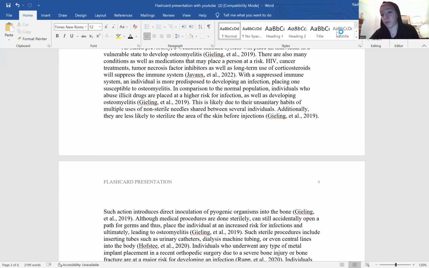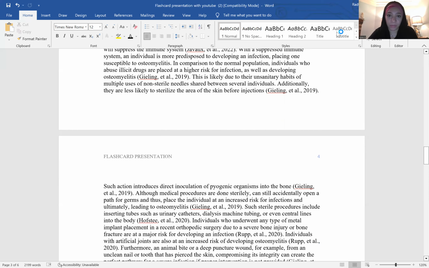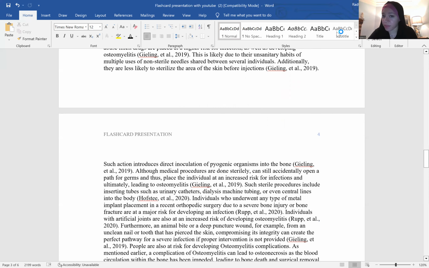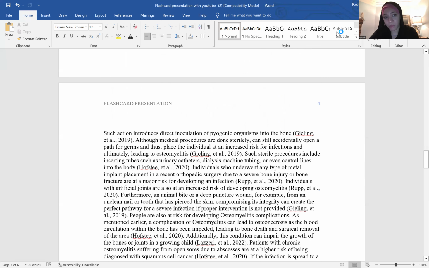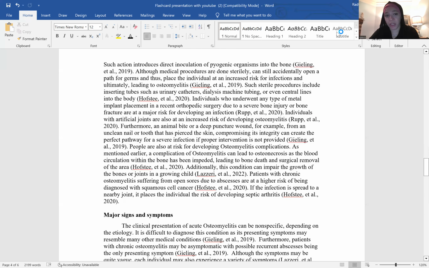In comparison to the normal population, individuals who abuse illicit drugs are placed at a higher risk for infections, as well as developing osteomyelitis. This is likely due to their unsanitary habits of multiple uses of non-sterile needles shared between several individuals. Additionally, they are less likely to sterilize the area of the skin before injections. Such actions introduce direct inoculation of pyogenic organisms into the bone.